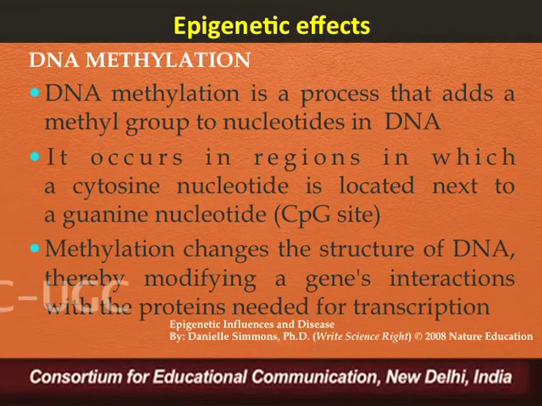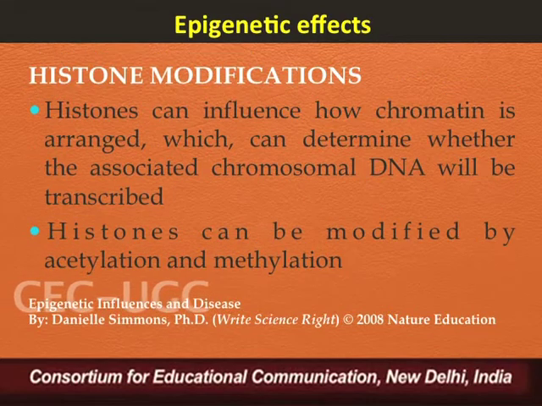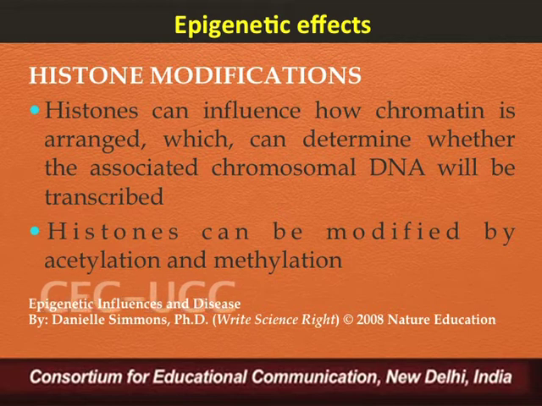So if a region nearby the gene is methylated, or the promoter region is methylated, then that particular gene will not get transcribed. So methylation is one of the ways by which alteration in the expression of genotype can happen. The second way by which this can happen is histone modification.